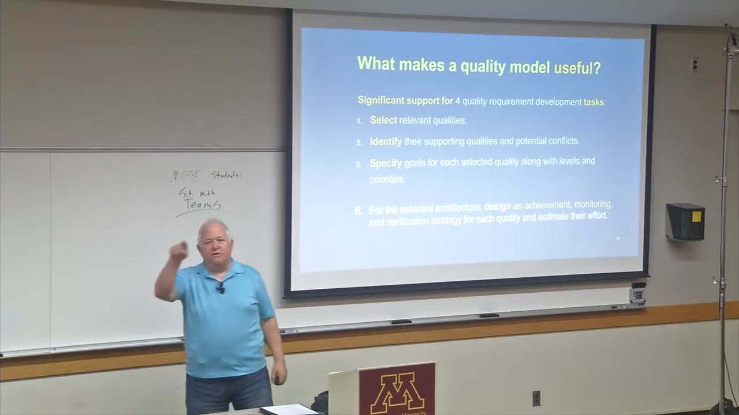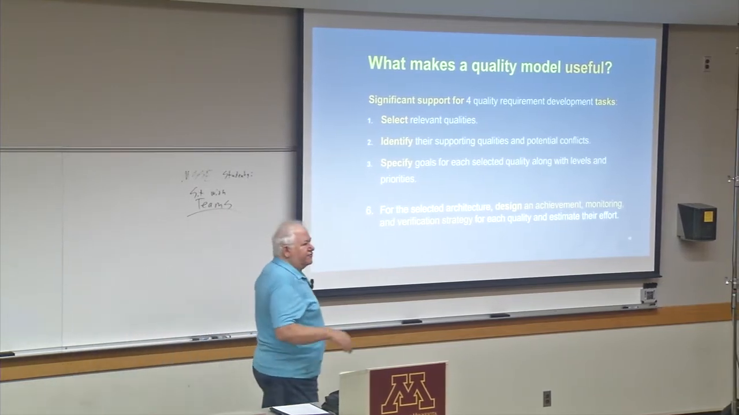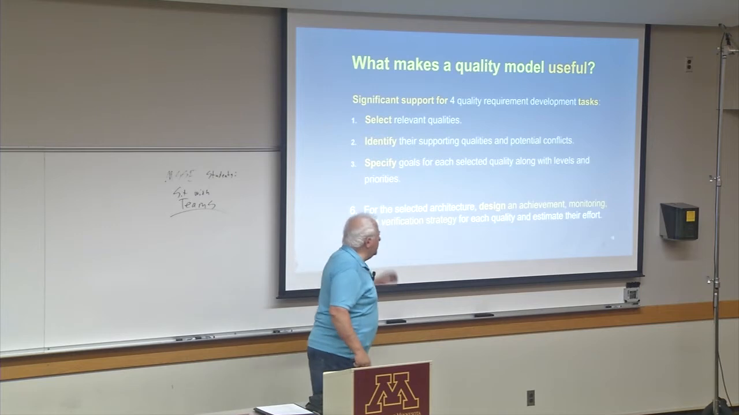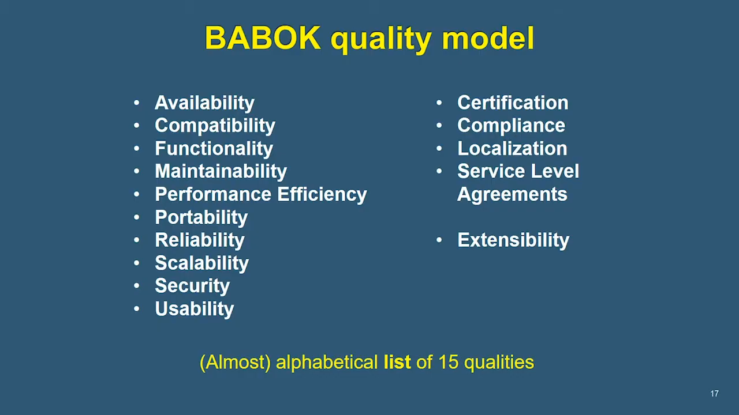Now, if you're doing iterative development, which some of you are, then for those strategies you need to know all the stuff you need to do. So when you get down here and you've got a strategy, the strategy is going to work incrementally. Right? Business Analyst Body of Knowledge: an almost alphabetical list of 15 qualities. Does it help you select? Could. Does it help you identify dependencies? No. Does it help you figure out how you're going to achieve any of them? No. So it isn't going to do much for you.